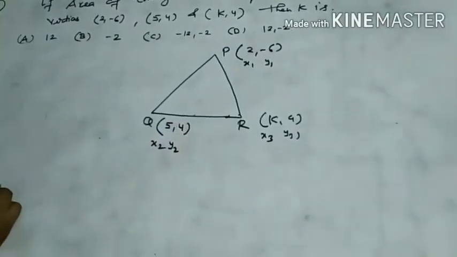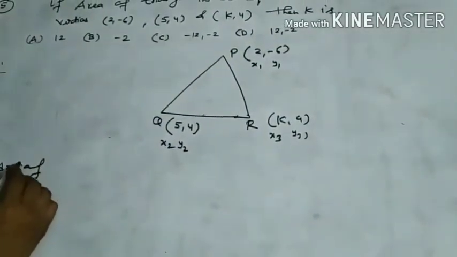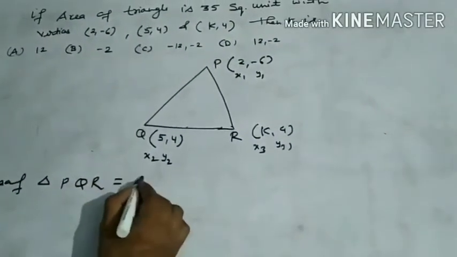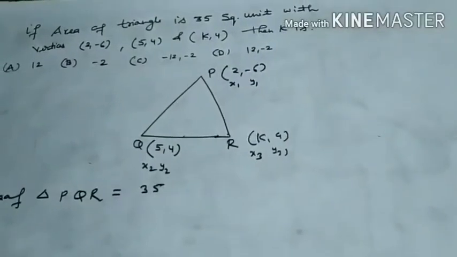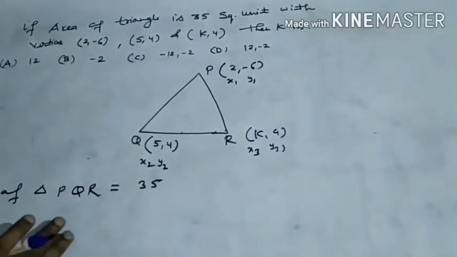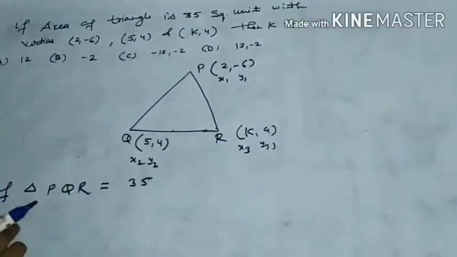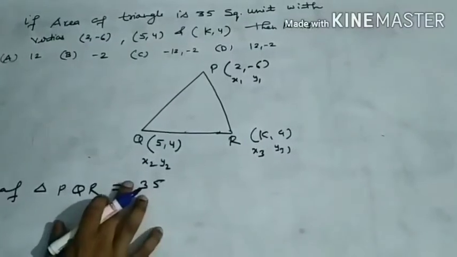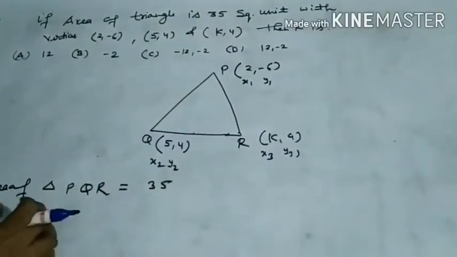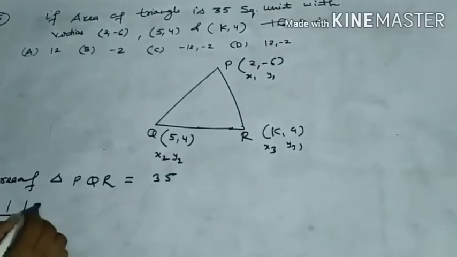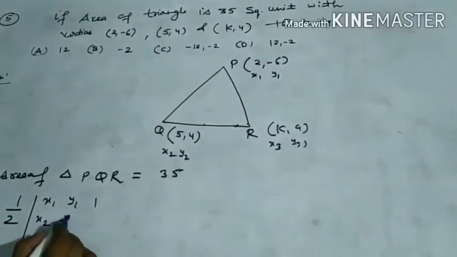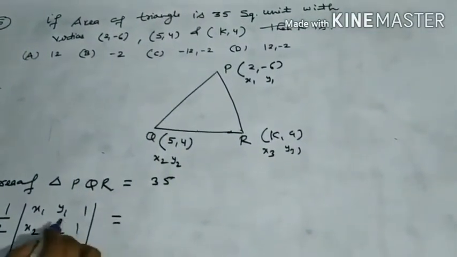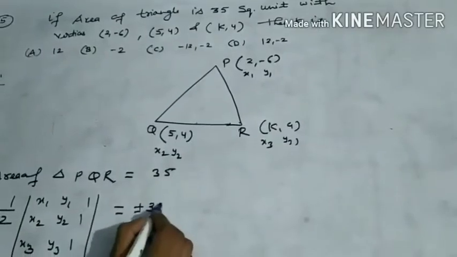Now it is also given that the area of triangle PQR is 35. For solving this type of problem, we use the concept of the determinant. We take both the signs, plus and minus, for the value of the area. Area of the triangle is 1/2 times the determinant of x1 y1 1, x2 y2 1, x3 y3 1, and this is equal to plus or minus 35.